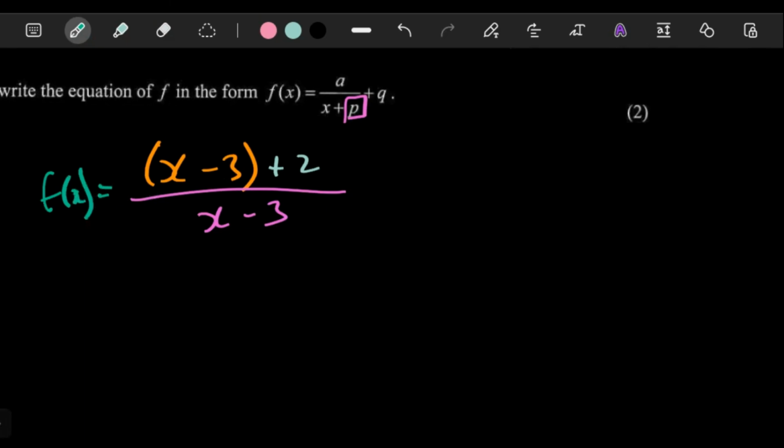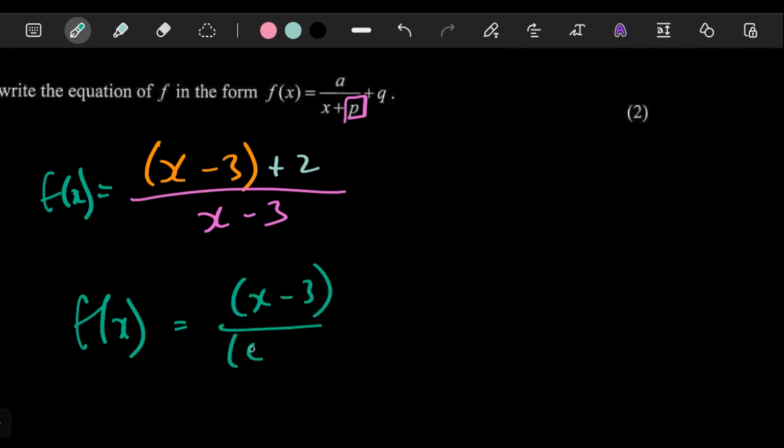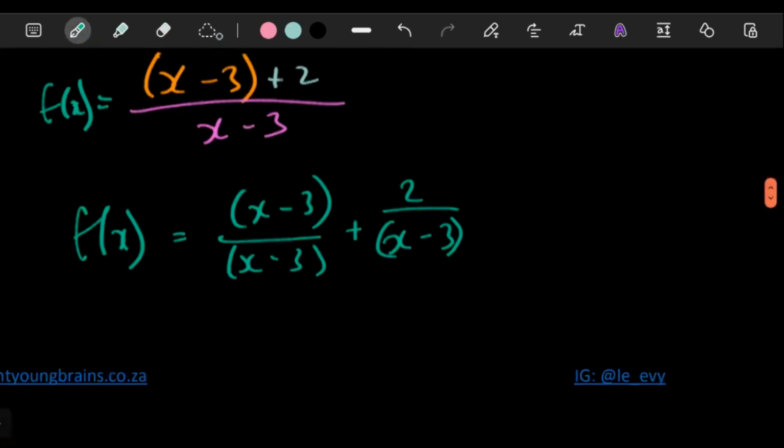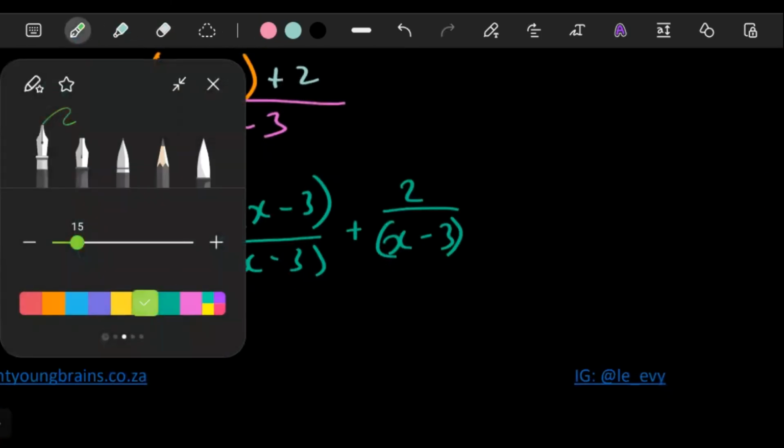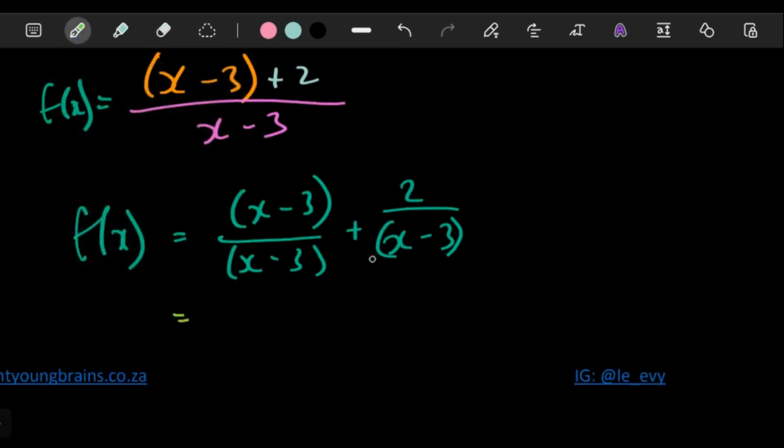So you're going to have here f of x is going to be equal to x minus 3. And this is like 2 over x minus 3. So the big idea here is this you can write first. So 2 and the x minus 3. This over this is just going to give you a 1. That's f of x.